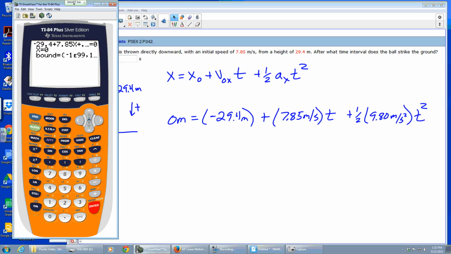I hit enter on it. I need to bound it. I'm only caring about real answers. So on my bound, I'm going to put in 0, comma, 1 e to the 99th. And I'm going to put in a guess of 1 just to start it off. And then I do alpha, enter, which gives me solve. And my answer comes out to be that t is 1.78 seconds.